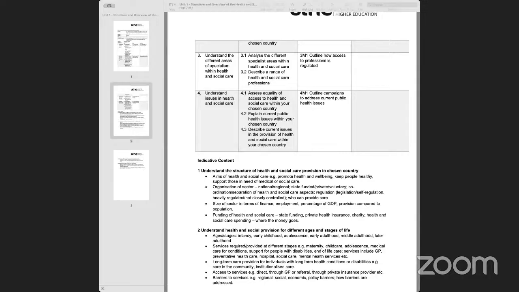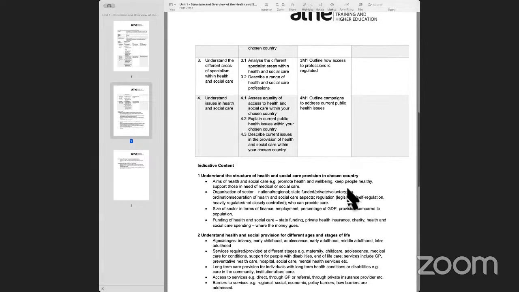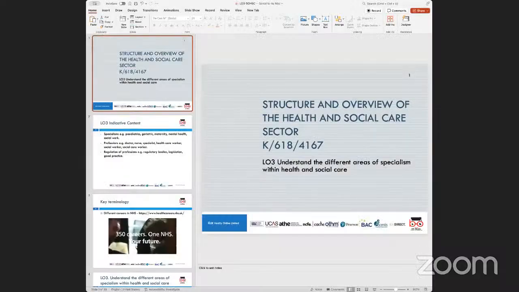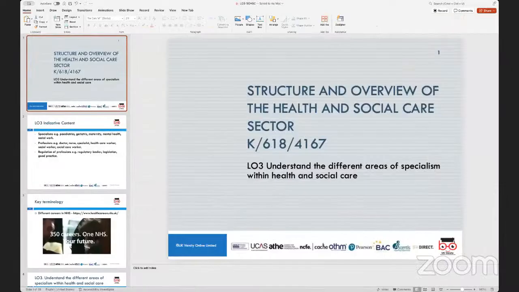So let's begin with our discussion on Learning Outcome 3. What I will do is switch you over to the presentation that we're going to use to discuss the content today. As I mentioned to you earlier, these are updated presentations which are slightly more structured and to the point in terms of what we are looking at covering in the indicative content.